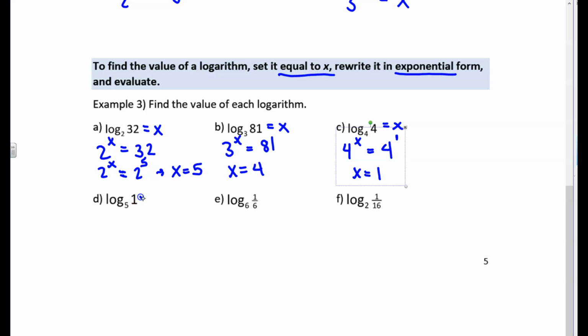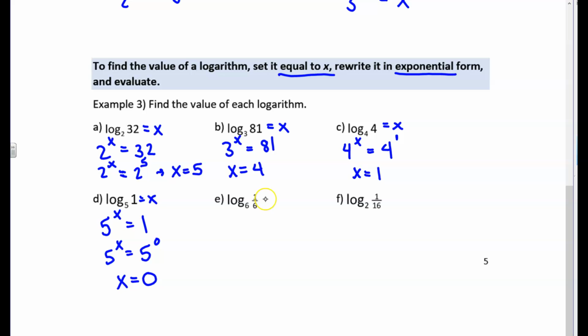Log base 5 of 1 set it equal to x. Rewrite it as an exponential equation. 5 to the x equals 1. Well, in order to get anything to an exponent to equal 1, my exponent must be 0. That's the same thing as saying 5 to the x equals 5 to the 0. Therefore, my x value is 0.